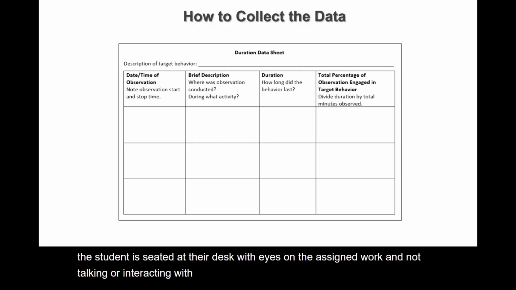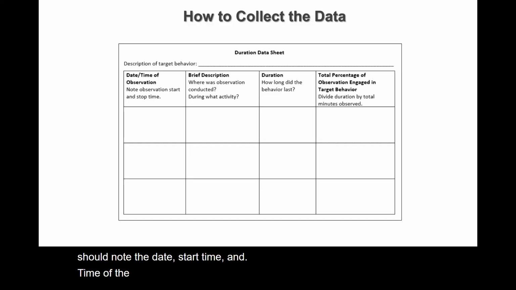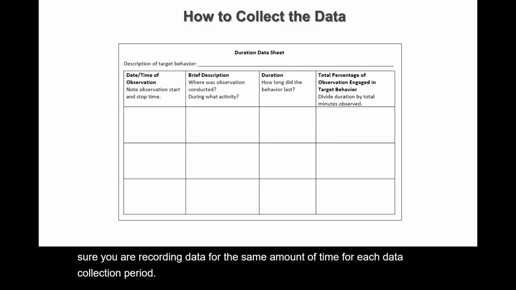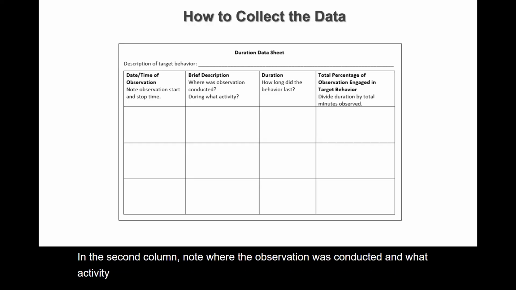In the first column for each observation, you should note the date, start time, and end time of the observation. As with frequency data collection, you want to make sure you are recording data for the same amount of time for each data collection period. In the second column, note where the observation was conducted and what activity was taking place.